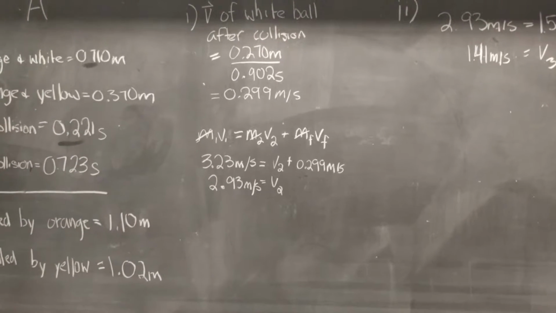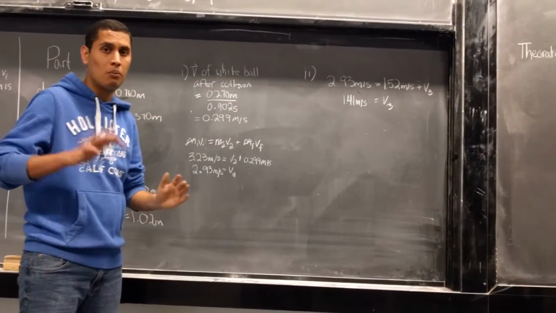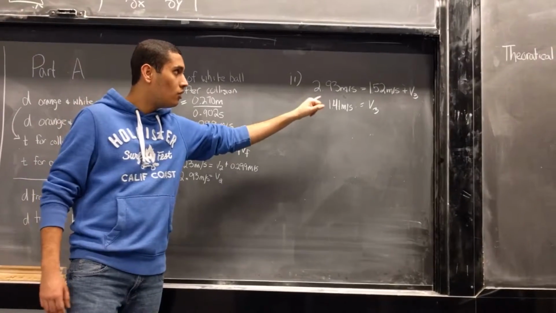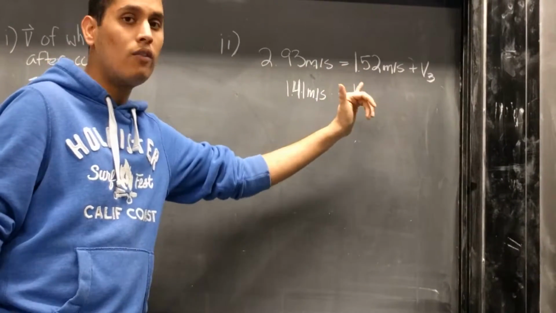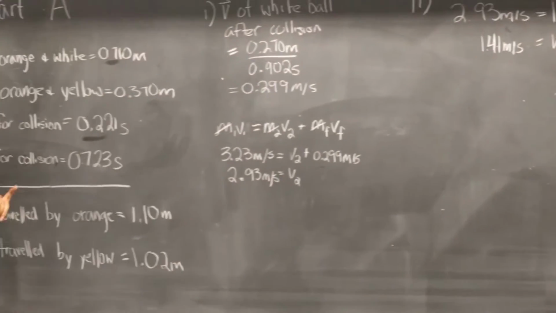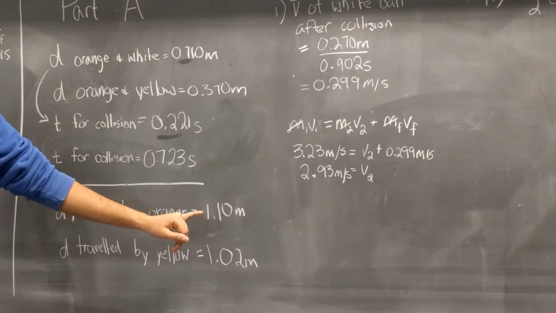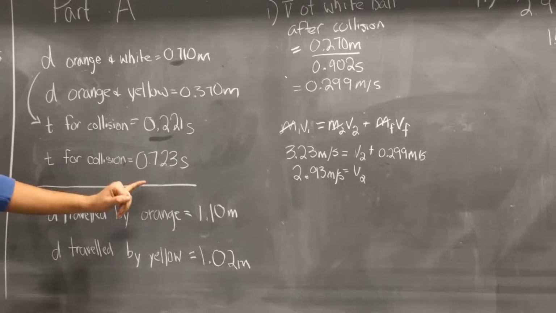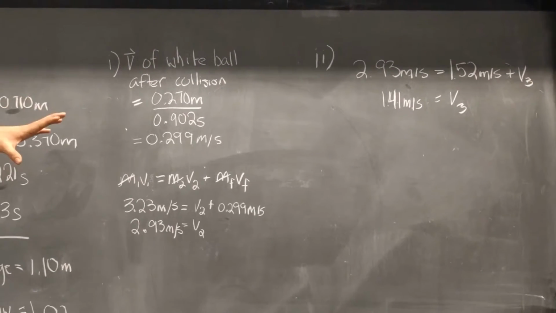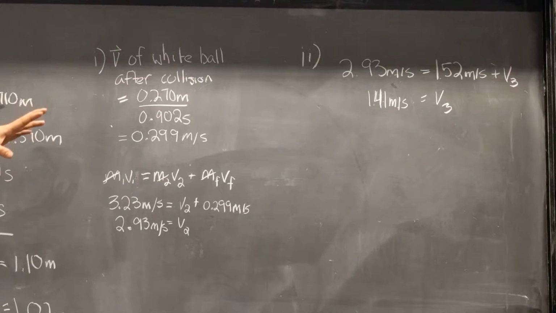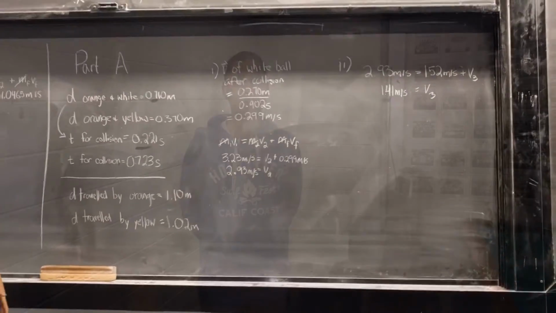V2 is the speed of the orange ball after the collision with the white ball, and it's important for our second part of the experiment because it acts like a bridge. So we sub in 2.93 meters per second, and then we need to find these two extra sources. 1.52 meters per second is the velocity of the orange ball after the collision with the yellow ball, and this was found by subbing in 1.10 meters by 0.723 seconds to give us 1.52 meters per second. Basically, we rearranged the equation and isolated it for V3 to get 1.41 meters per second as the speed of the yellow ball after the collision occurred.